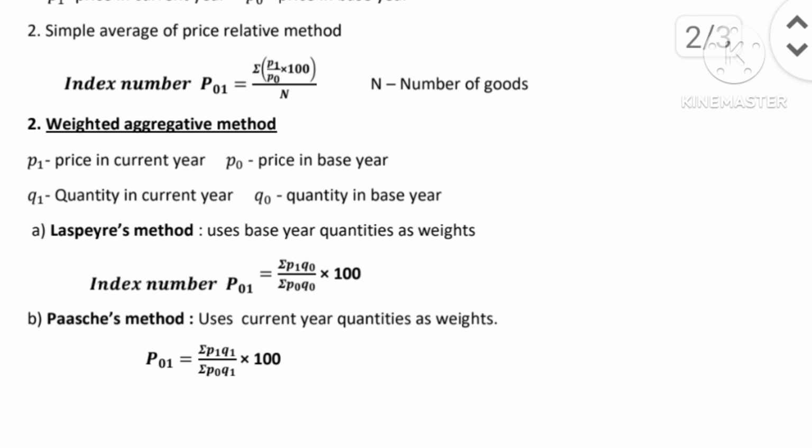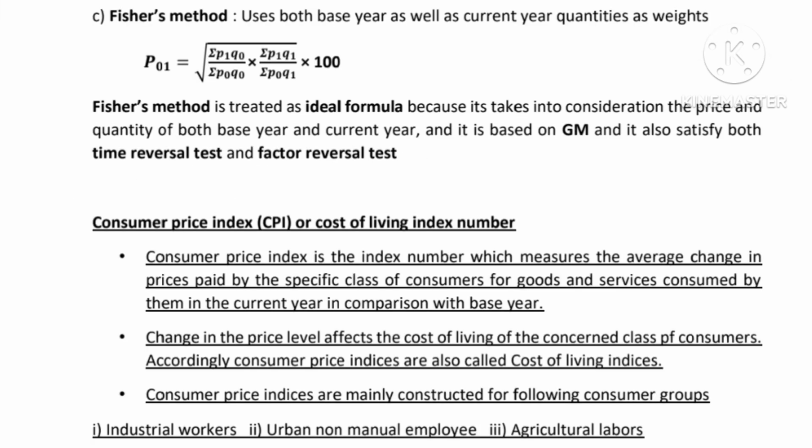Next comes Fisher's method. Fisher's method uses both base year as well as the current year quantities as weights. So it is the combination of Laspeyres and Paasche. You can see how they derived the formula. That is P01: write Laspeyres formula, summation P1 into Q0 divided by summation P0 into Q0, into Paasche's formula, summation P1 into Q1 divided by summation P0 into Q1. Put the square root, into 100. You can simply write it as Paasche's index number answer into Laspeyres index number directly.